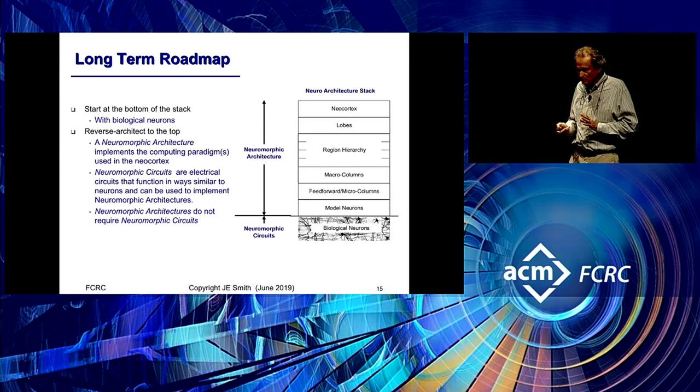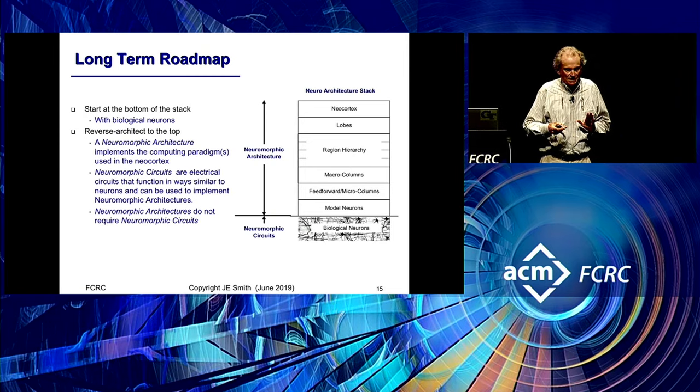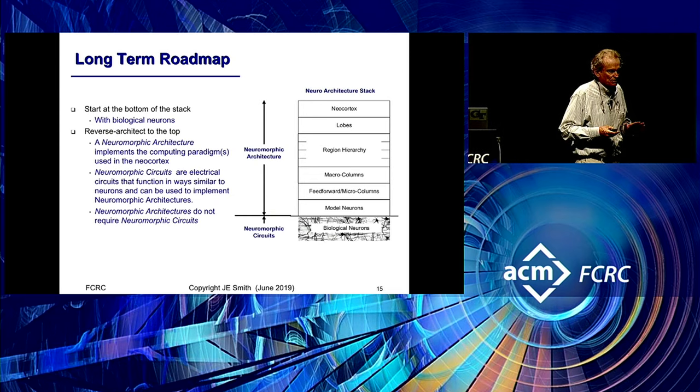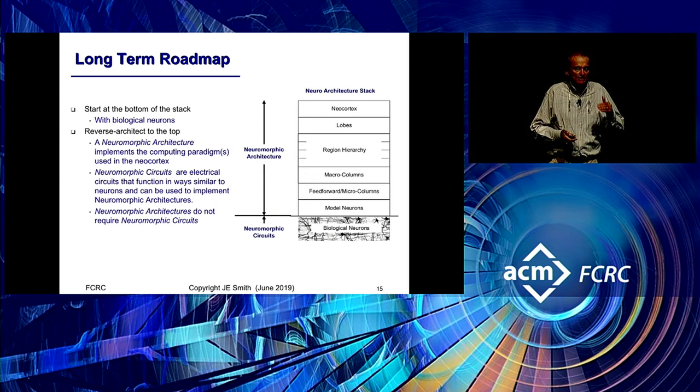Neuromorphic circuits typically literally use voltage spikes. They tend to be more custom kinds of circuits. You don't literally need to do that in order to achieve a neuromorphic architecture.